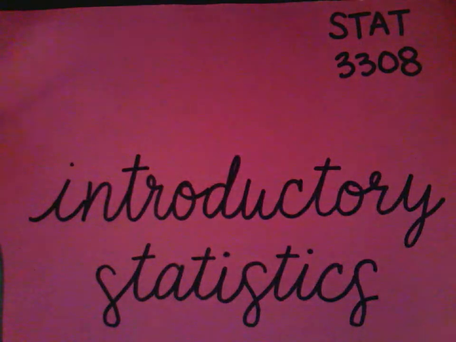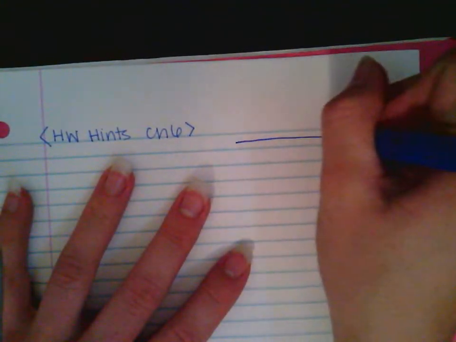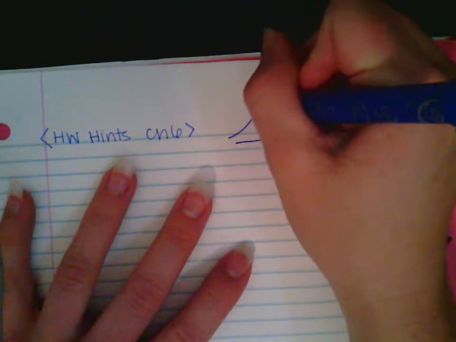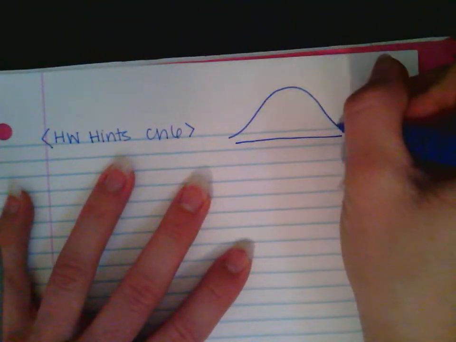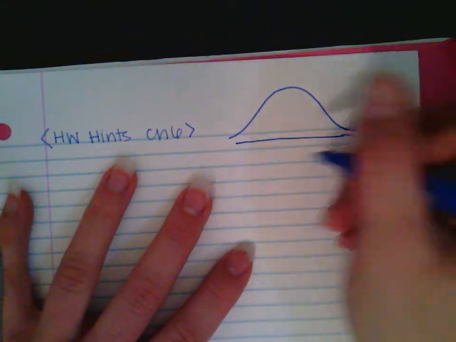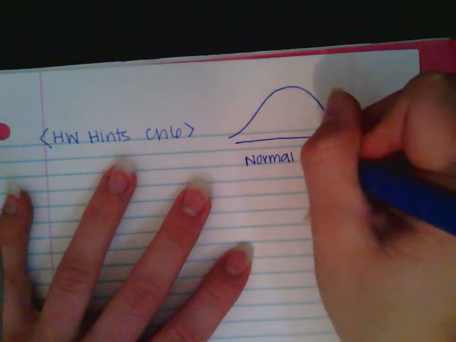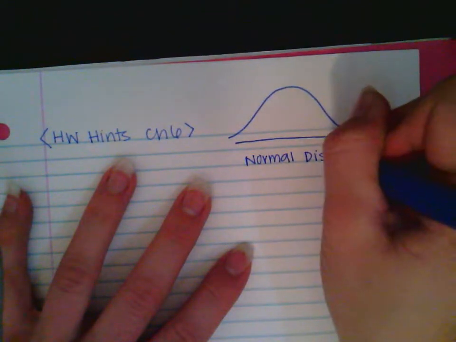All right, so this video is going to go over homework for chapter 6, which is all about the normal model. Before we begin, I want to make sure that I review with you really quickly that the problem stem is going to tell you that the distribution follows a normal distribution. And that's how you're going to know to do these types of problems.